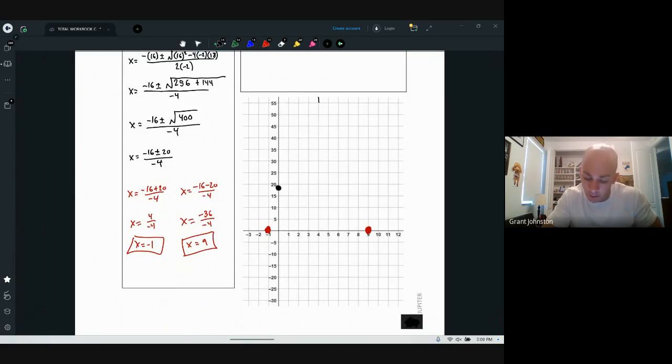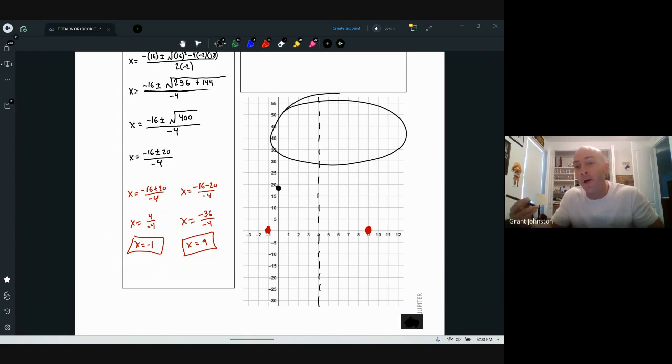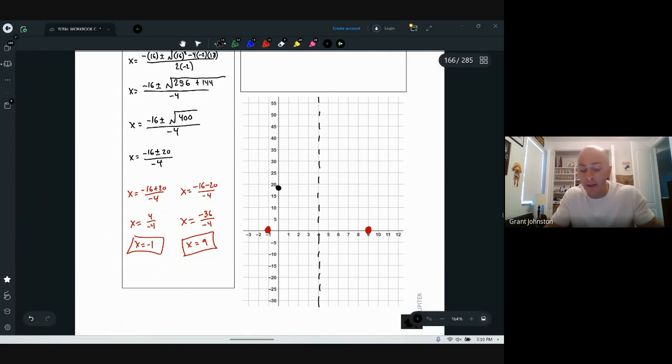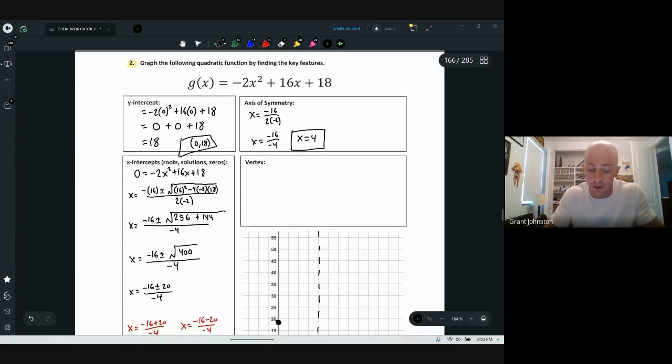So I'm going to draw a little dashed line to signify that. Now the question is, where on the axis of symmetry is the vertex? I think it's pretty clear to say that it's going to be up here somewhere, right? I just don't know where on that line. It's going to be on that line of x equals 4. We just got to figure out where on that line it is. And the only way to do that is to plug in 4. Plug in the axis of symmetry to the equation.